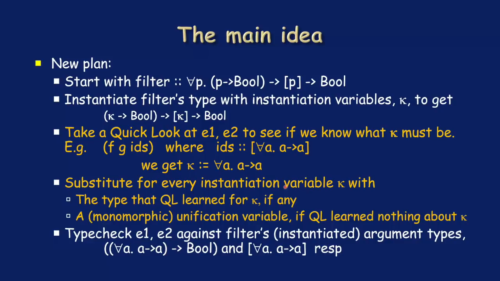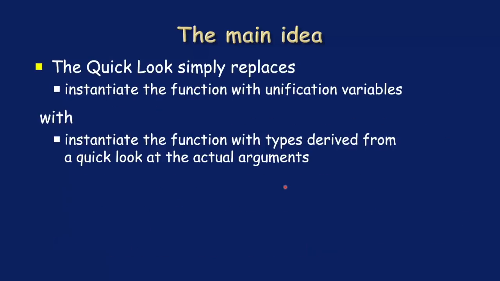Okay. Right. So the thing I want to stress here is that the big picture is quick look simply replaces the step of, at a call, instantiate the function with unification variables, with, at a call, instantiate the function with types derived from a quick look at the actual arguments.